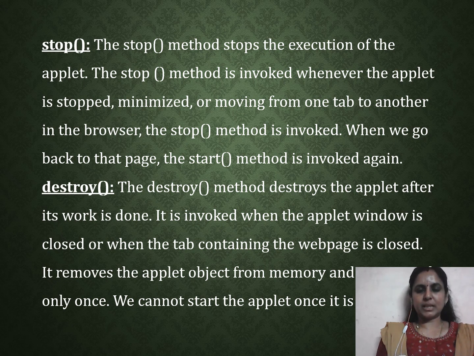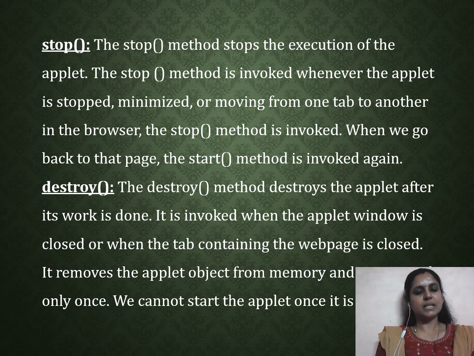The stop() method stops the execution of the applet. It is invoked whenever the applet is stopped, minimized or moving from one tab to another in the browser. When we go back to that page, the start() method is invoked again. The stop() method syntax is public void stop().